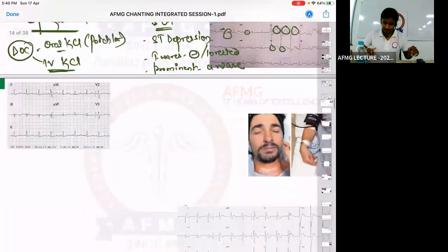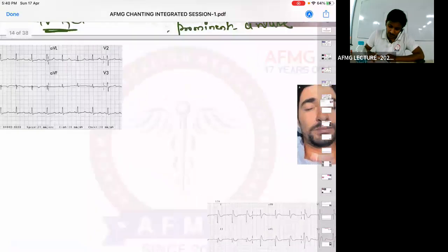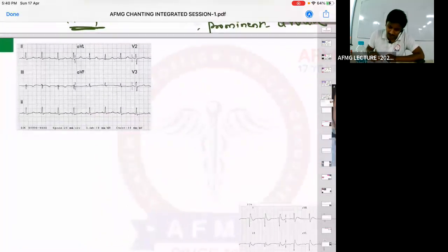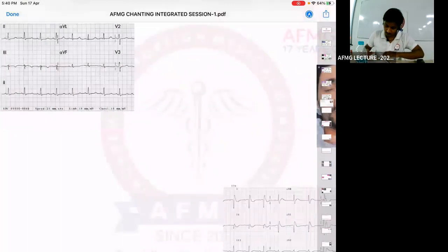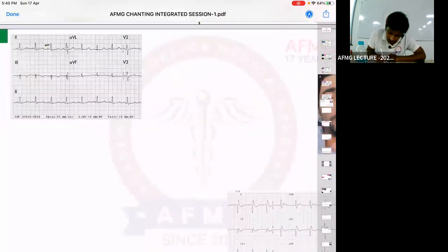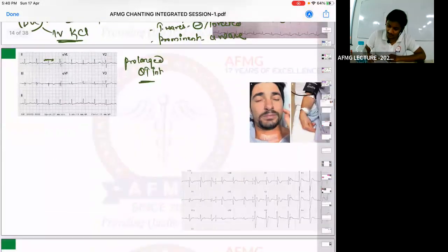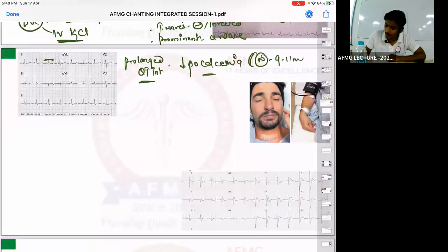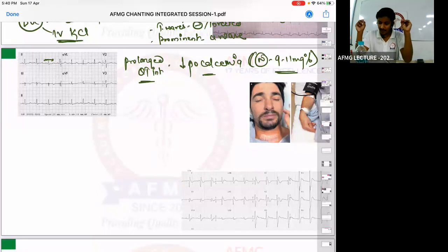They are add-on drugs. Next, इस ECG में क्या दिख रहा है तुम्हें? There is a prolonged QT interval. Okay, here you can see from Q to T the distance has increased. So a prolonged QT interval is seen in cases of hypocalcemia. So the diagnosis is hypocalcemia. Normal calcium levels are 9 to 11 milligram percent. An important ECG finding of hypocalcemia is a prolonged QT interval.